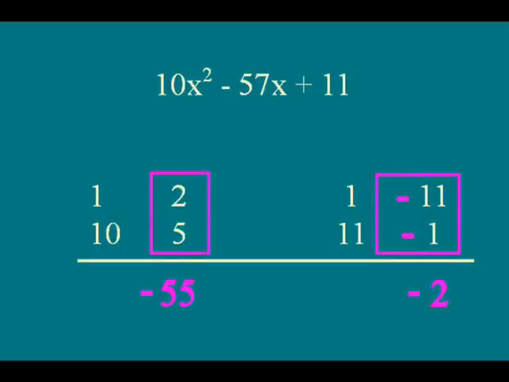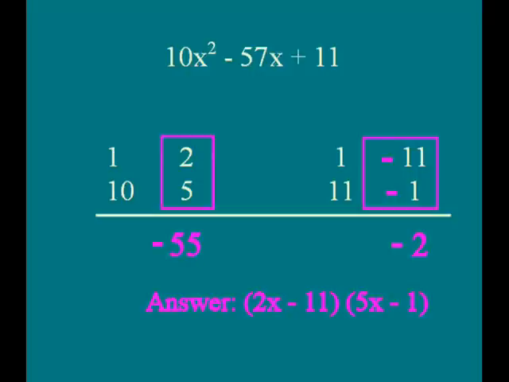We have a negative 55 and a negative 2. Negative signs in front of the 11 and 1. Those do multiply together to produce a positive 11. It worked. We can read off the 2 factors. They are 2x minus 11 and 5x minus 1.